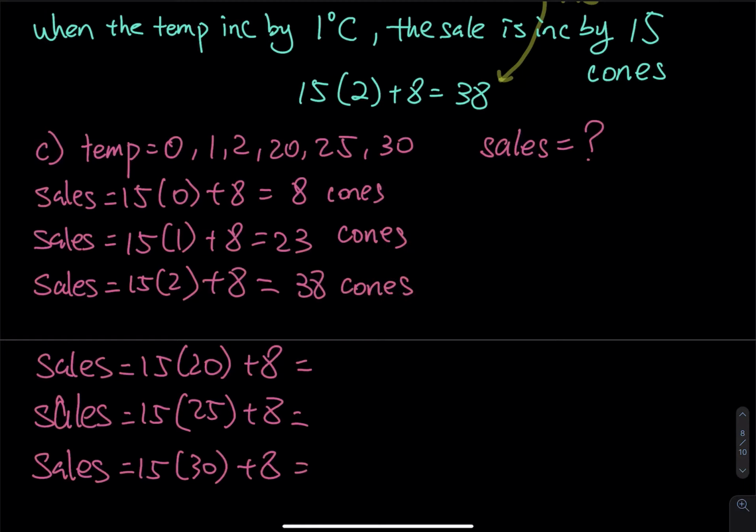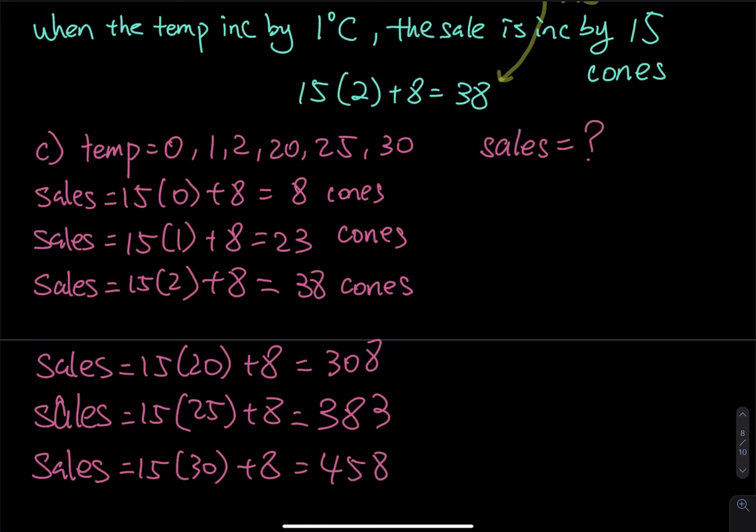And then you have 15 times 20 plus 8. That is equal to 308 cones. And then 15 times 25 plus 8 equals 338. And then 15 times 30 plus 8 is equal to 458.